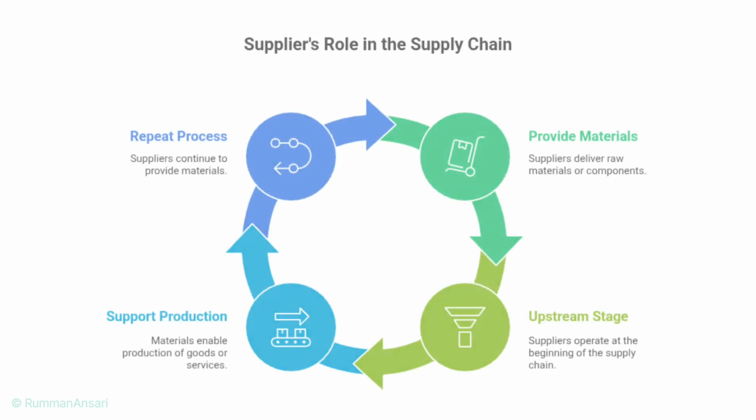A supplier provides raw materials, components or goods that a business needs to produce its own products and services. Let me give one example: a steel company supplying raw steel to a car manufacturer. So usually this is part of the supply chain at the upstream stage.